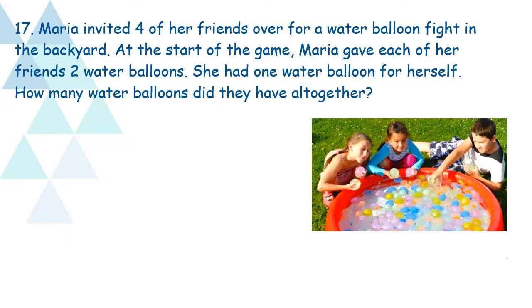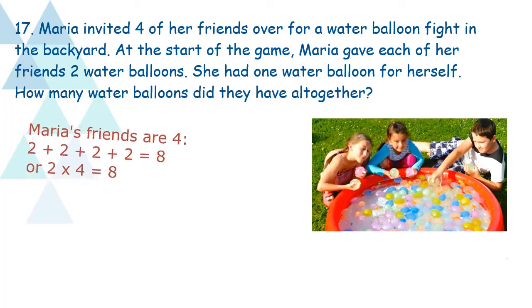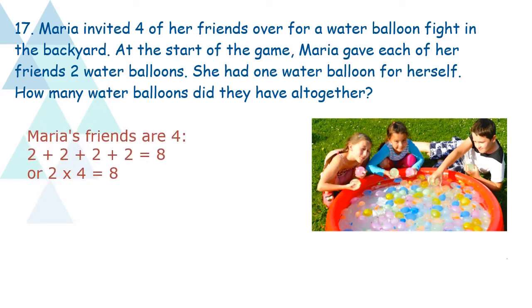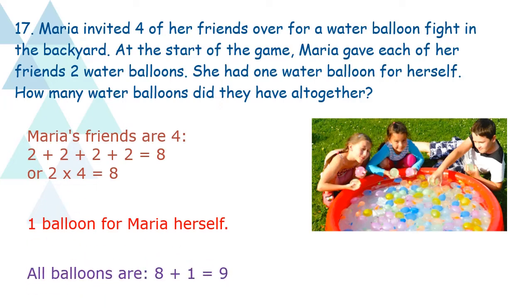In this question, I have to work first on the number of water balloons that her friends have, and then on the 1 water balloon that she has. Now for each of her 4 friends, I can simply add 2 four times, or just multiply 2 by 4. The answer in both cases is 8. Adding to that the 1 water balloon that Maria has for herself, 8 plus 1 equals 9. So the number of water balloons that they all had together was 9.